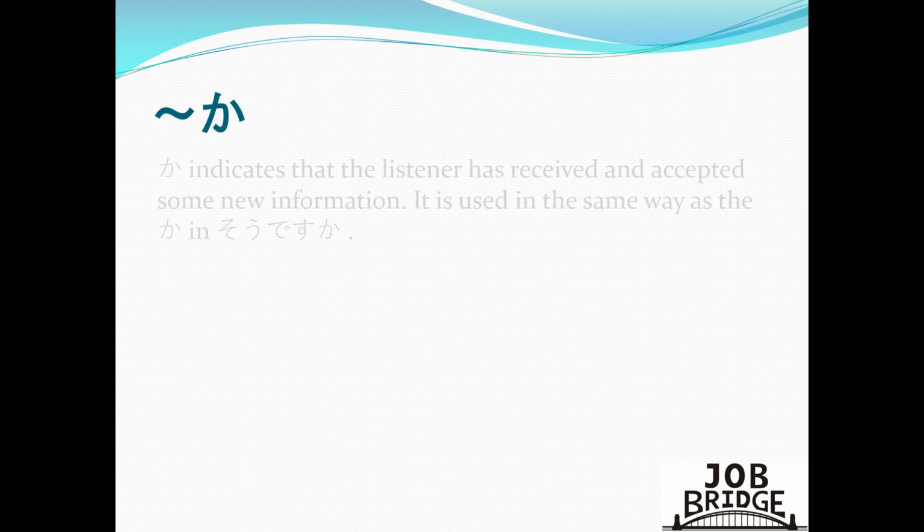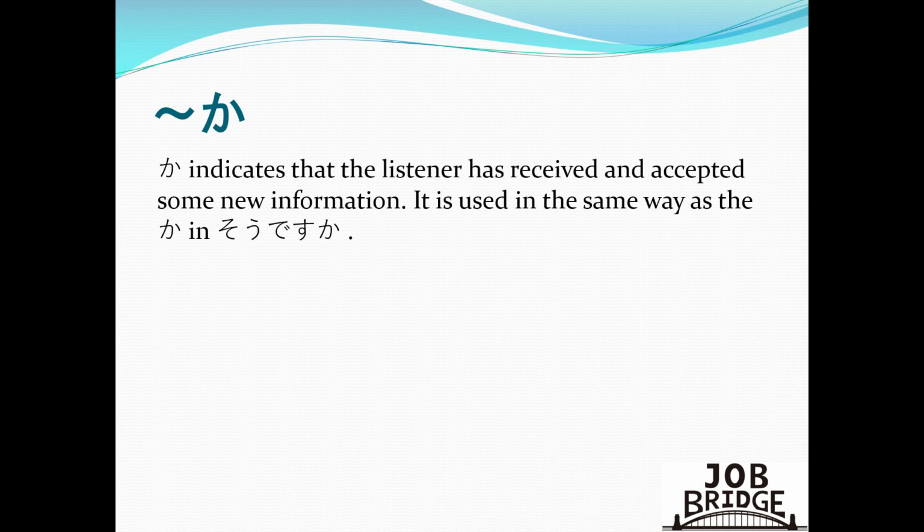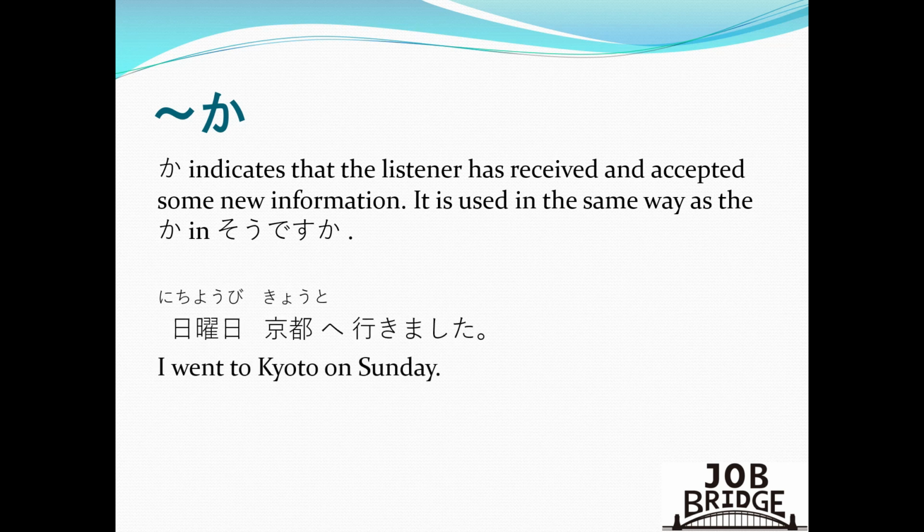Now, lastly, the lesson 6 topic is using ka. This is very easy. Ka indicates that the listener has received and accepted some information. It is used in the same way as the ka in "so desu ka." So let's look at the example.